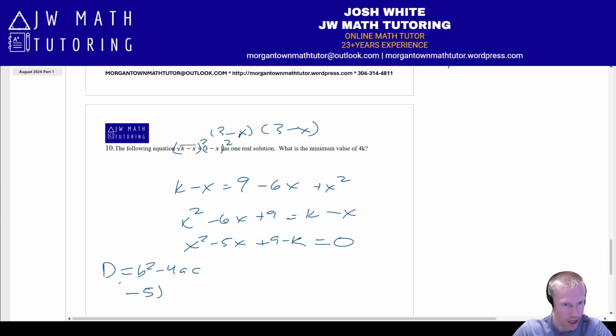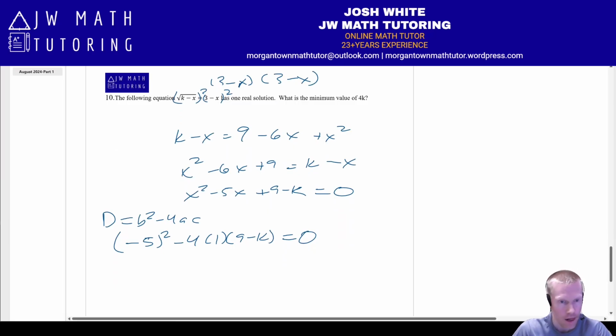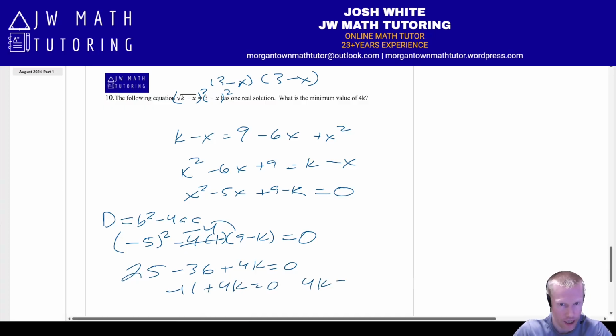B squared is going to be negative 5 squared, minus 4 times 1 times 9 minus k, and set that equal to 0. Technically we're actually going to solve for 4k because that's what they're asking for. You could say 25, and then this is just negative 4, so then distributive property: minus 36 plus 4k, negative 11 plus 4k equals 0. 4k equals 11. So the correct answer to this one is 11.